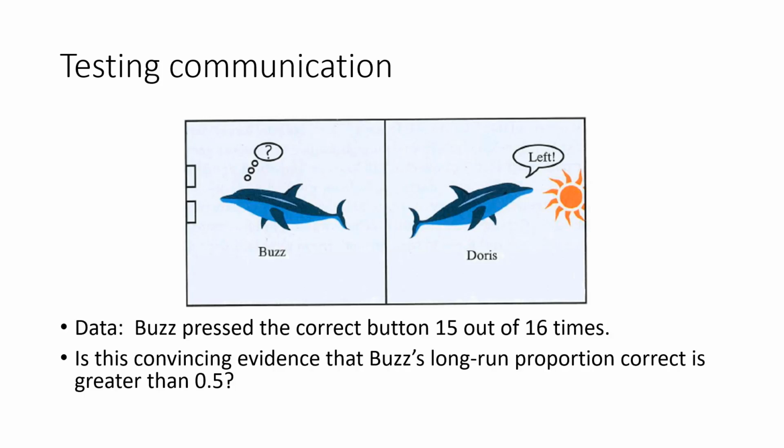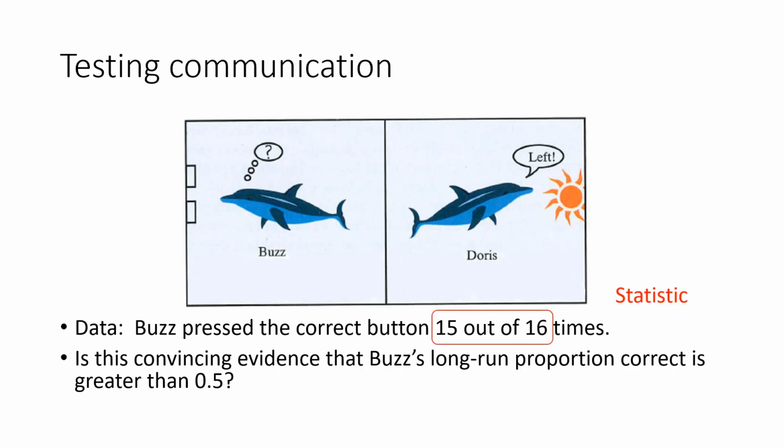What happened was that Buzz pressed the correct button 15 out of 16 times. So the question is, is this convincing evidence that Buzz's long-run proportion correct is greater than 50%? That is, is this convincing enough to make us believe that Buzz isn't just guessing, that Doris really is communicating to Buzz which button he should push?